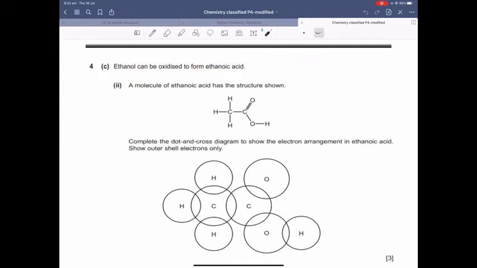Okay, time for another question. This is about dot cross diagrams for covalent compounds. A molecule of ethanoic acid. So a molecule means it's covalent. And here's the structure showing the covalent bonds. So you've got a double bond there, and the rest of them are single bonds. And then you have to convert that into a dot cross diagram.